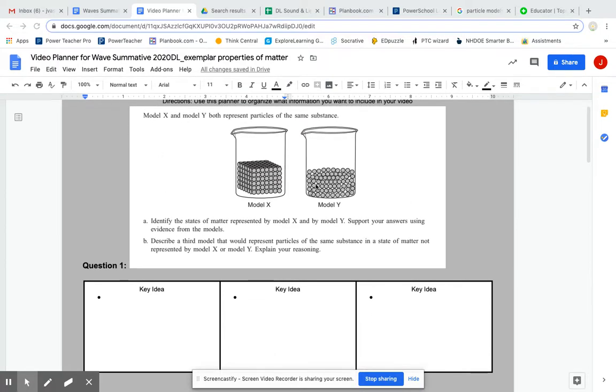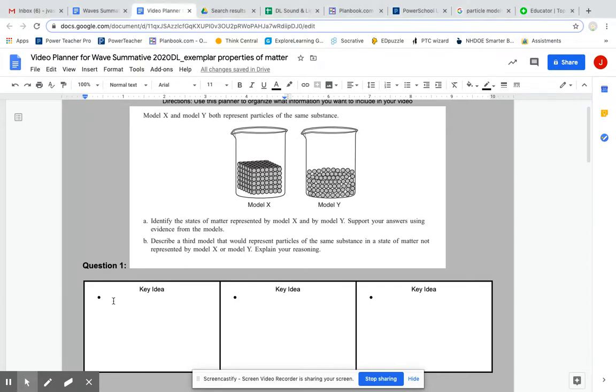I put my question here at the top. Your questions are already there, so you don't have to worry about that, but my question was a little different. Model X and Model Y both represent particles of the same substance. Identify the states of matter represented by Model X and by Y. Support your answers using evidence from the models. I also have to describe what the third model would be, which is not represented, and then explain my reasoning, okay?